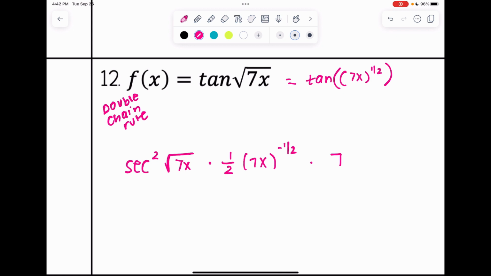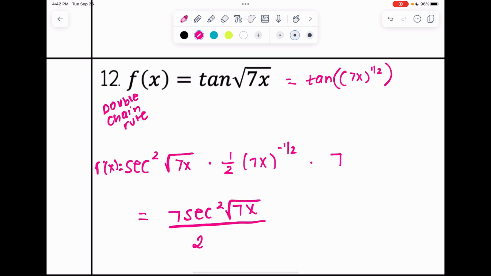All right, we can slightly clean this up. So let me get my notation in here. So this is equal to 7 secant squared radical 7x over 2 times the square root of 7x. And that concludes this video on the chain rule.